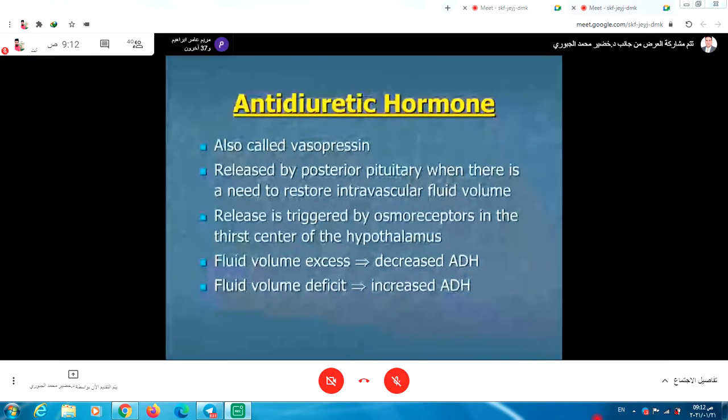The other hormone that controls the body fluid compartments is called the antidiuretic hormone. It's also called vasopressin. It's released by the posterior pituitary when there is a need to restore the intravascular fluid volume. Release is triggered by chemoreceptors in the thirst centers in the hypothalamus. When there is fluid volume excess, antidiuretic hormone secretion decreases, while when there is a deficit in the fluid, it will increase the antidiuretic hormone.